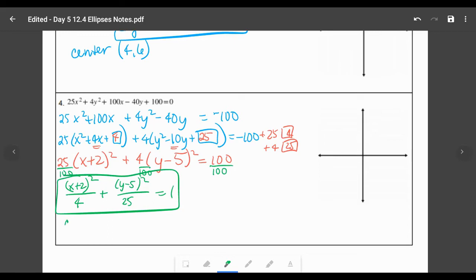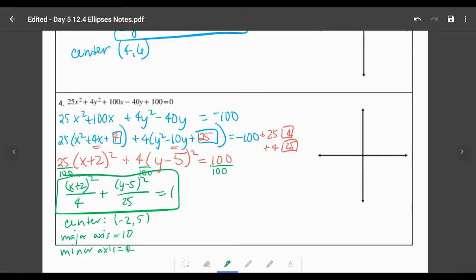All right, so I know that my center is going to be the opposite of the x's, so -2, and the opposite of the y's, which is really going to be +5. All right, so that takes care of my center. My major axis is the one that is longer of the two. So we have 25 at the bottom of the y fraction. So if I take the square root of that, that gives me 5. And if I double it, that would give me the length of the major axis. That would be 10. All right, for the minor axis, I need to take the square root of 4, which is 2, and then double it, which is 4. So the minor axis has a length of 4.